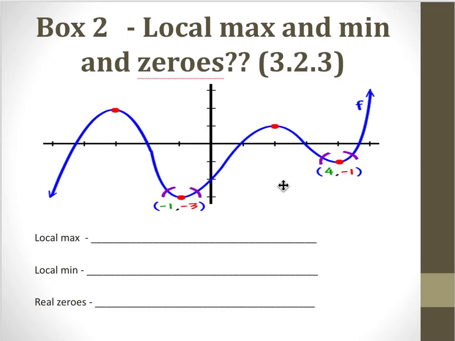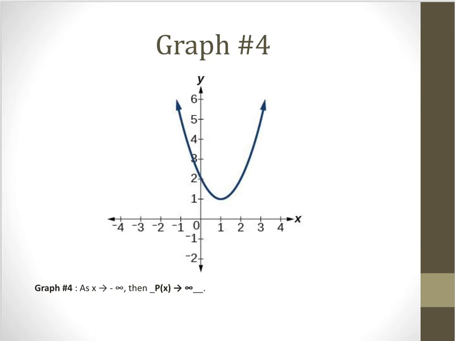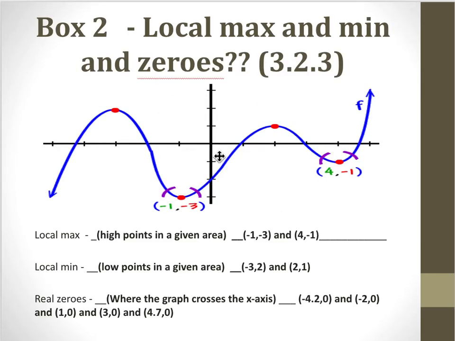Real zeros are the points where it crosses the x-axis. So they're where the graph crosses the x-axis. We have quite a few here. Notice as I move from left to right, we cross the x-axis right here at about (-4.2, 0). Keep going, we cross the x-axis again at (-2, 0). Keep following along, cross the x-axis again at (1, 0). We've got a couple more that I've listed, (3, 0) and (4.7, 0).